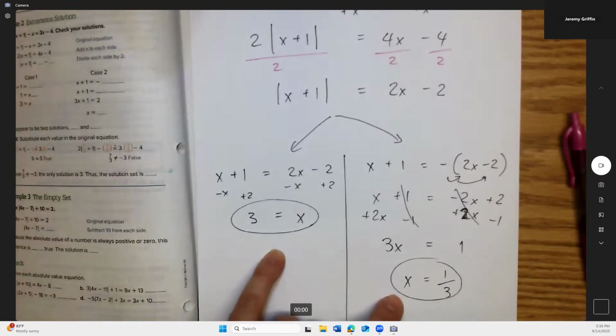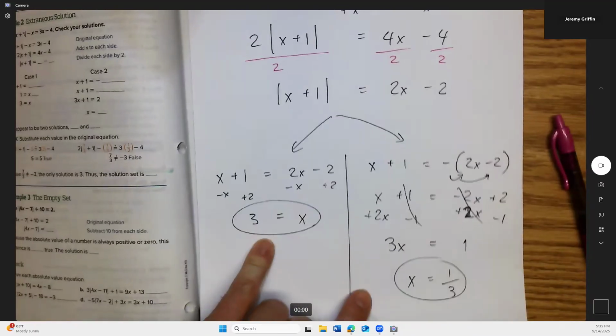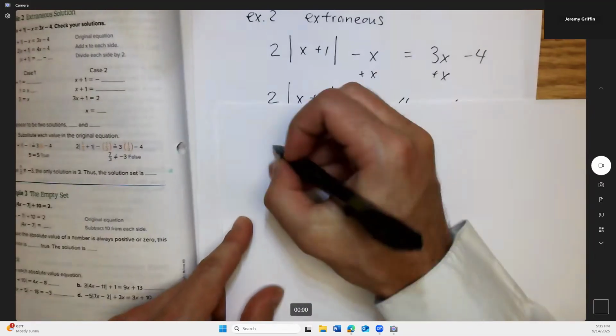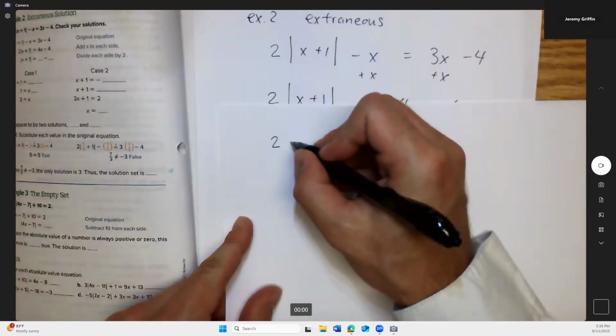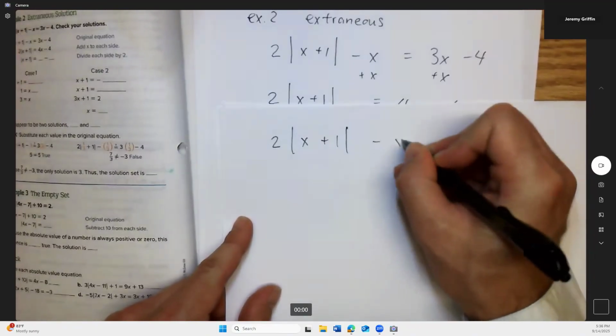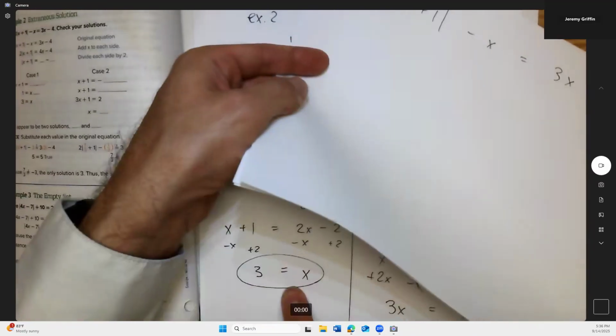Okay, we got two solutions, but remember, go back and check your answers and see if they actually work in the original statement. So let's do 2 times, and then I'm going to spell it out, right? Absolute value of x plus 1, minus x equals 3x minus 4. Okay, so one of our solutions was x equals 3.